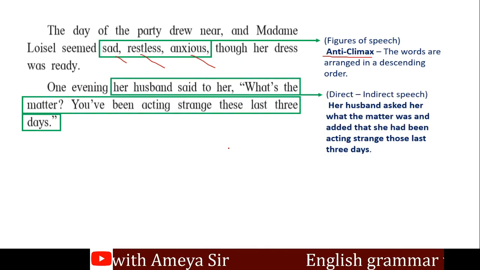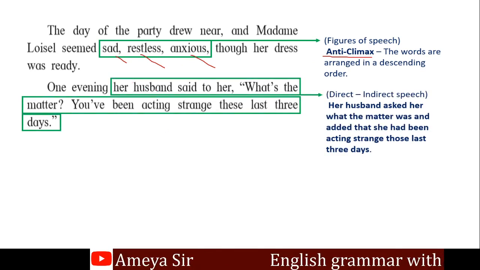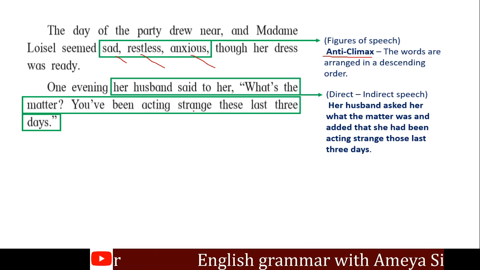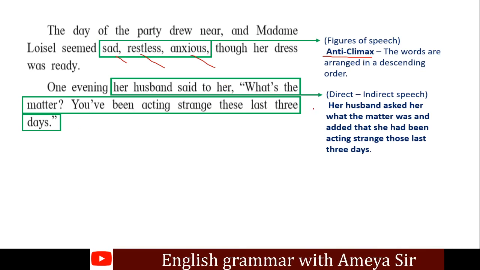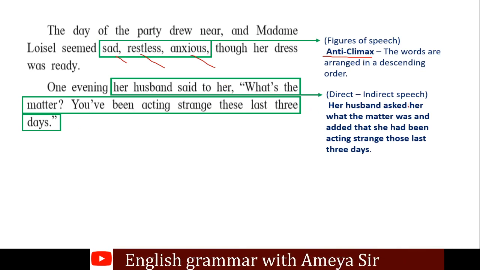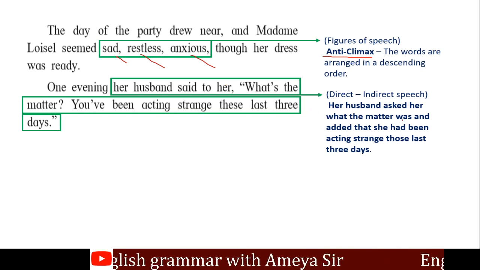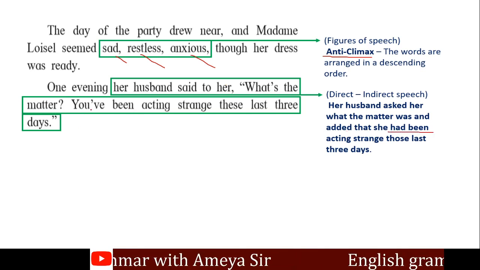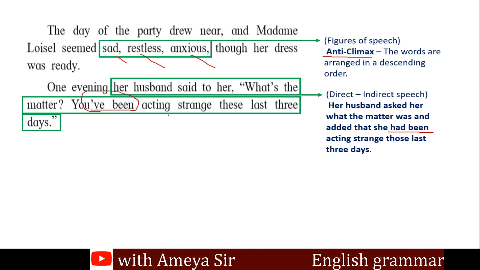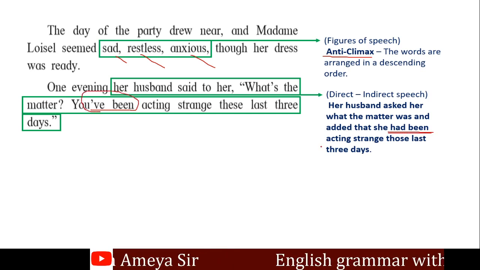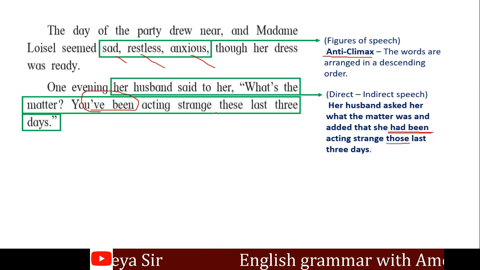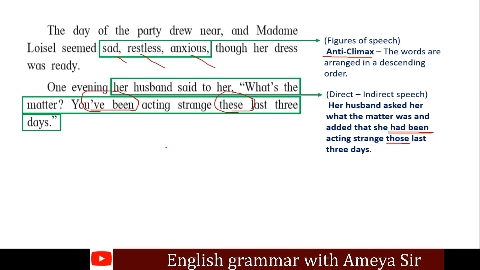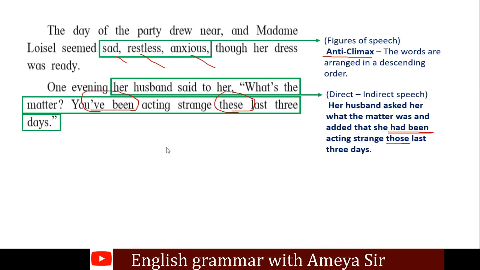Next one is a direct indirect question. Her husband said to her, inverted commas open, what is the matter? You have been acting strange these last 3 days, okay? Her husband asked her what the matter was and added that she had been. Guys, you have been over here has been changed to had been acting strange those last 3 days. Last 3 days, those last 3 days. Beautiful indeed.